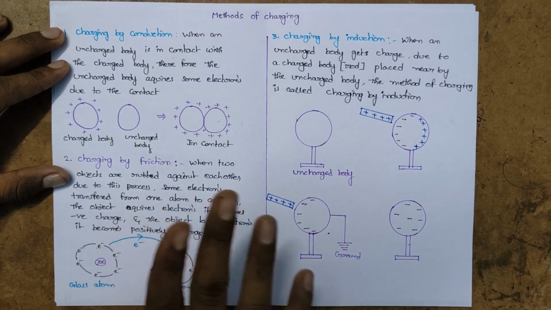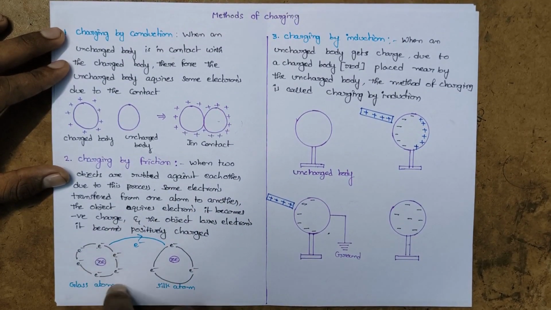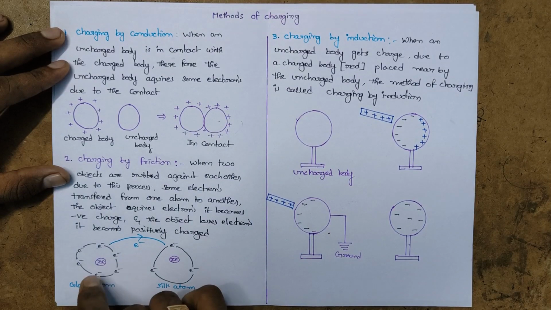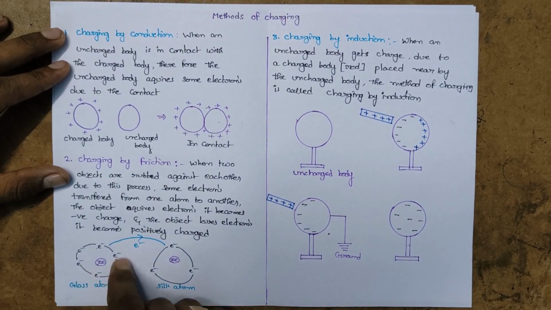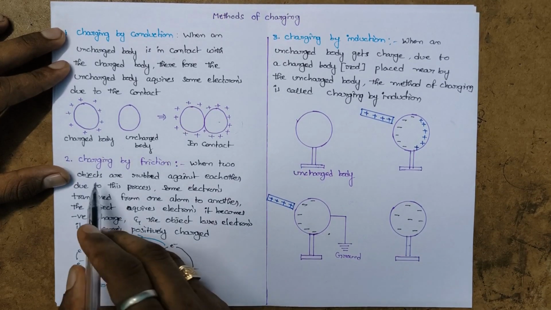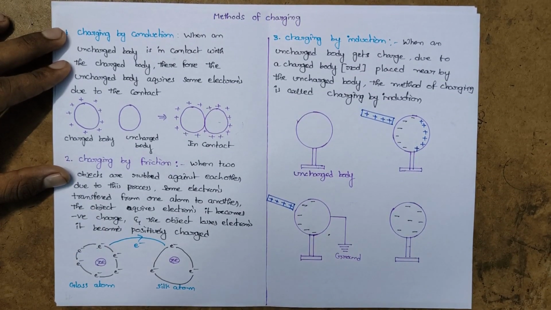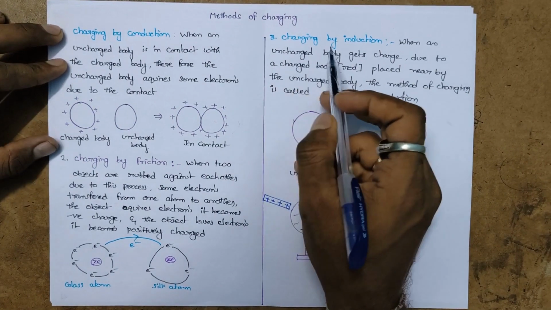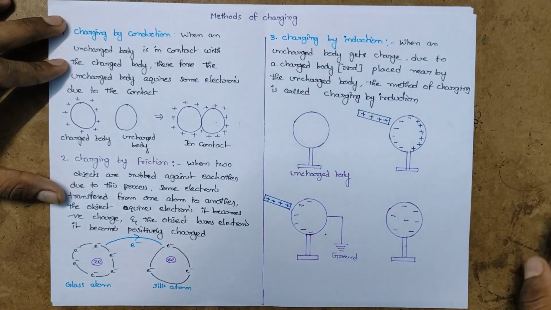Whenever it loses one electron, the majority charge here is protons as compared to electrons. So it becomes positive charge. This method of charging is called charging by friction. Now coming to the third type, that is charging by induction.